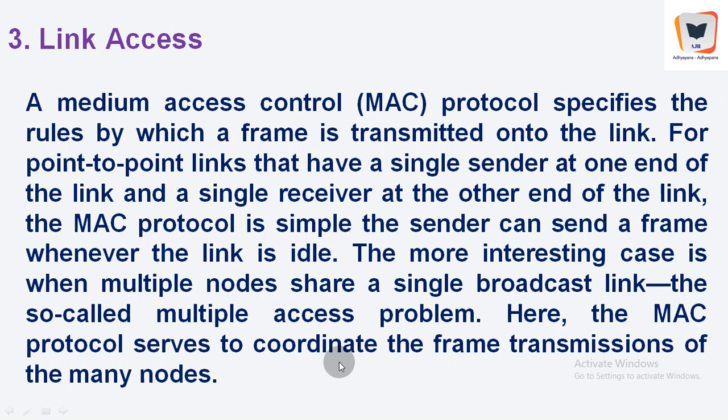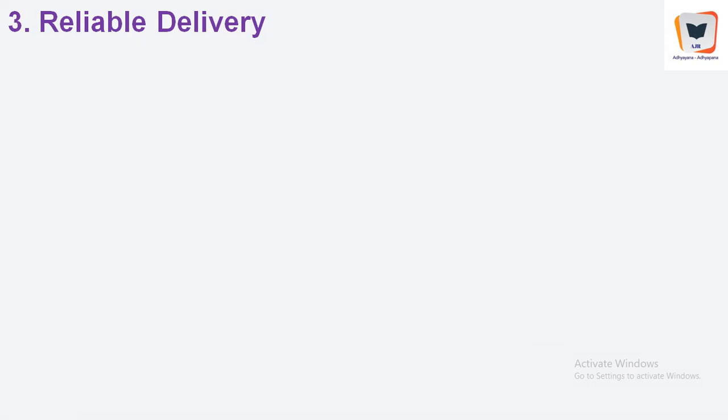There are media access control protocols which will take care of this particular matter, and they will see to it that multiple contenders trying to push their frames into a single link, a single channel, that is the medium, will never collide. So basically the media access control protocol serves to coordinate the frame transmission and also avoids the possible collisions among the multiple frames.